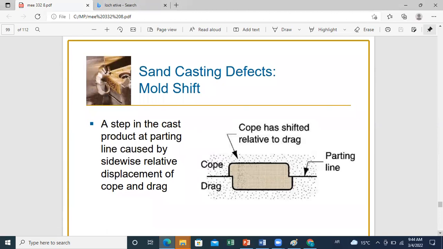Another type of sand casting defect is mold shift. As the name indicates, you will have a certain shift between the two parts. You remember that the cope is the upper part and the drag is the lowest part. In sand casting, you might have some shift between the parts, which will cause a certain asymmetry in your final product. So a step in the cast product at the parting line can be caused by sidewise relative displacement of cope and drag.